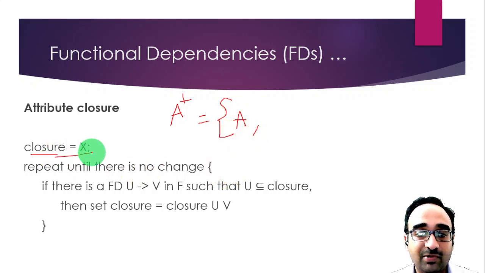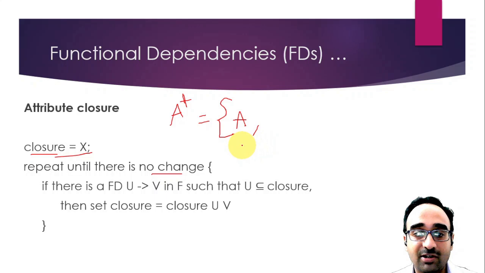That is this step, closure equal to X. So since I am finding A plus, I am including A. Okay, then there's a loop here. So what is the loop doing? Until when does the loop repeat? The loop repeats until there is no change.